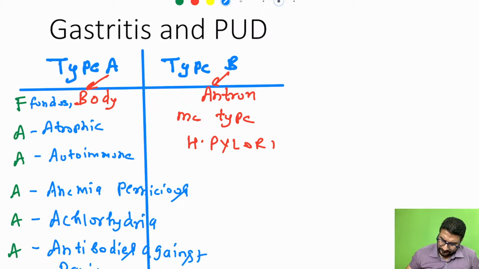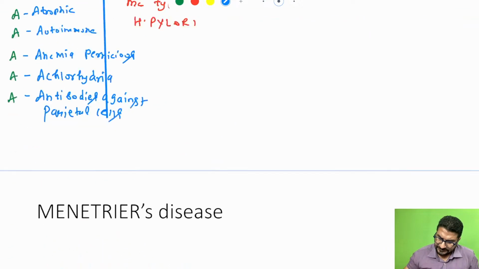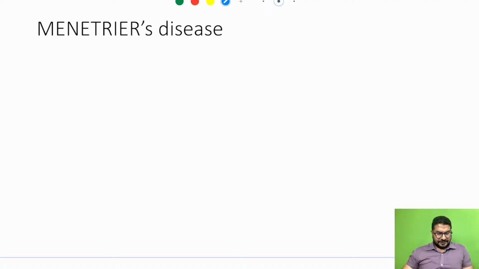Antibodies against parietal cells. So this is about FA. Done. Okay, now coming to Menetrier disease.